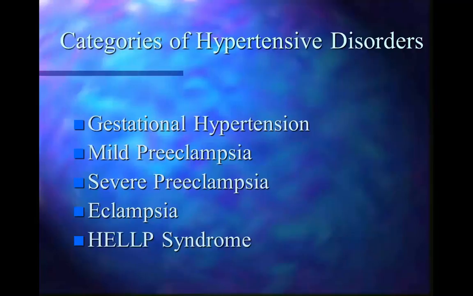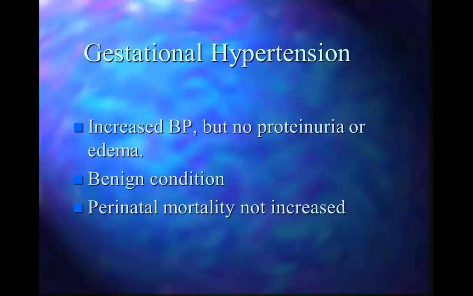Now we're going to look at the 5 different categories of hypertensive disorders, starting with gestational hypertension. This is where women have increased blood pressure related to their pregnancy, but they don't have the proteinuria or the edema. And this ends up being a benign condition, although you need to monitor them carefully and watch them for progressive problems with the proteinuria or edema. But if it stays as a benign condition, the perinatal mortality is not increased at all.